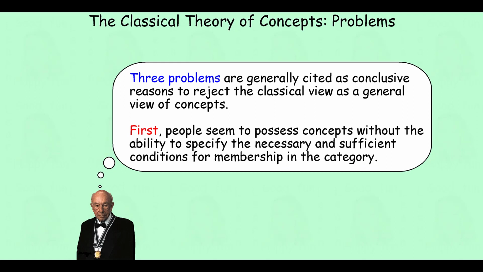Three problems are generally cited as conclusive reasons to reject the classical view as a general view of concepts. First, people seem to possess concepts without the ability to specify the necessary and sufficient conditions for membership in the category. In fact, people oftentimes are quite facile at using concepts without even the slightest ability to specify anything that would approach the individually necessary and jointly sufficient conditions for being a member of that category.